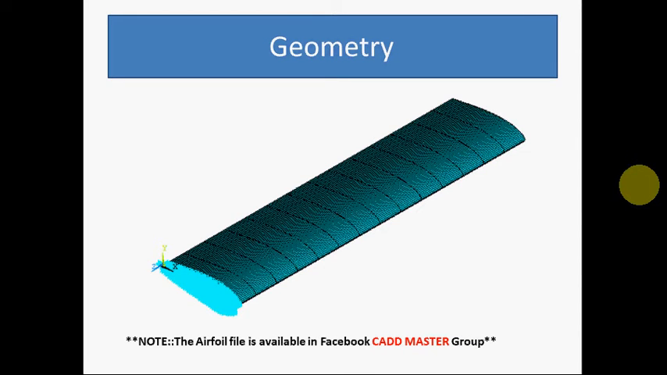Now this is how the boundary condition is applied when it is fixed, and this is how the airfoil is meshed, and the airfoil comes out as a cambered airfoil. If you want the airfoil data, whichever is used in this experiment, it is available in the Facebook CAD Master group.